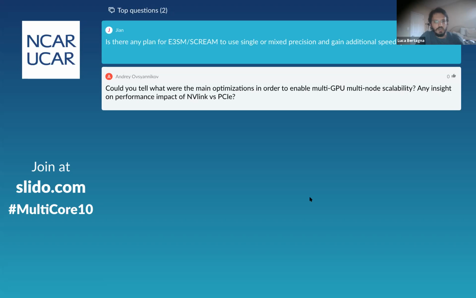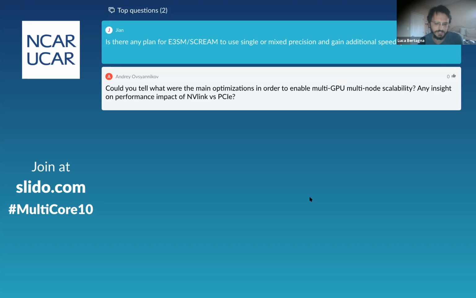Sure. All right. Is there any plan for E3SM SCREAM to use single or mixed precision and gain additional speedup? Yes. So SCREAM currently has a configuration option that can build in either single or double precision. We haven't explored mixed precision, but I want to. I mean, we haven't really explored single precision a lot.